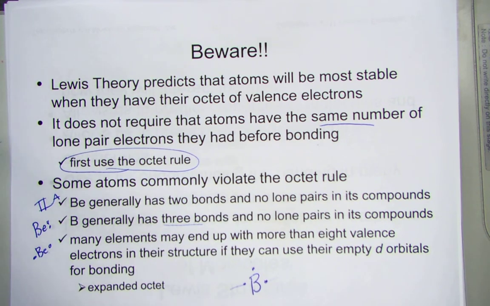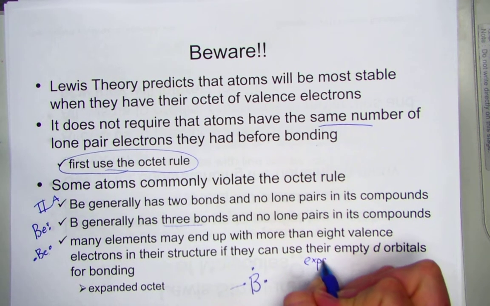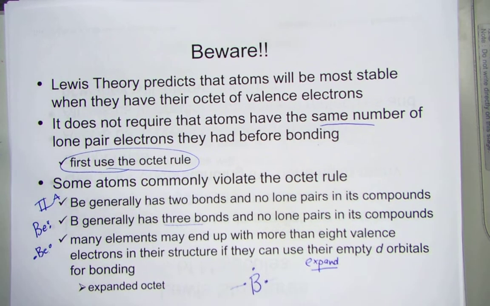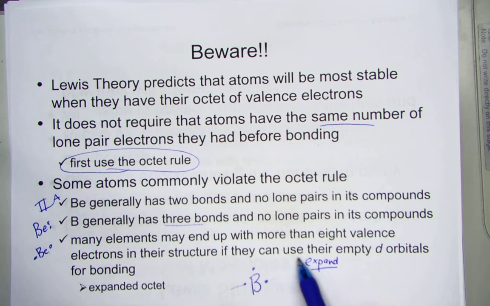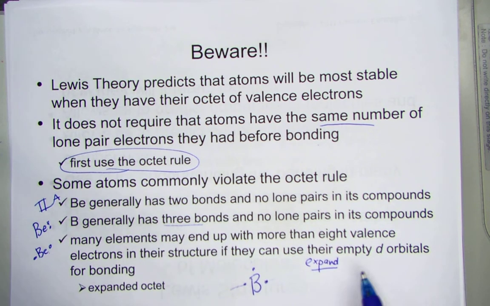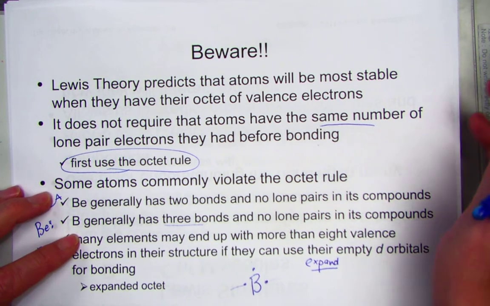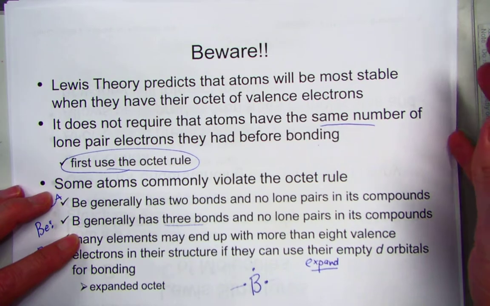Many elements may end up with more than 8 valence electrons, and we'll see the examples called expanding your octet. They promote their p electrons into some empty d orbitals, spacing them out and creating an opportunity to put more atoms around the central atom other than 4. We expand the octet.